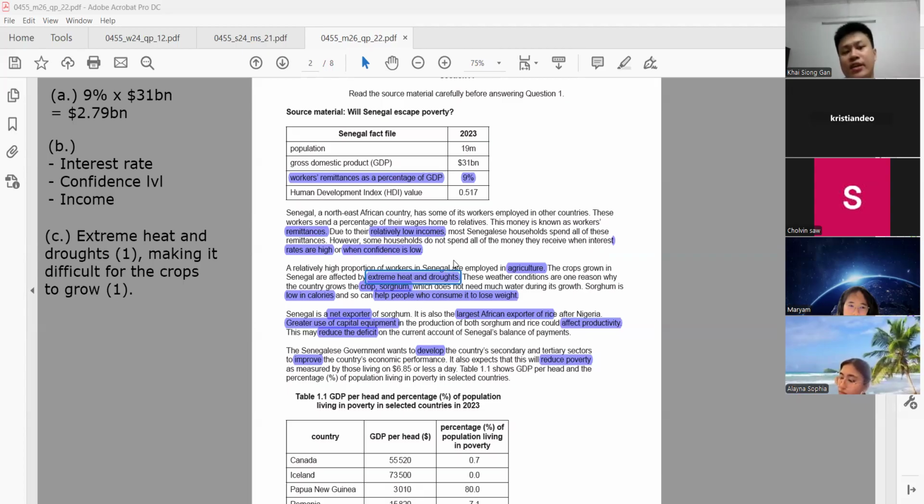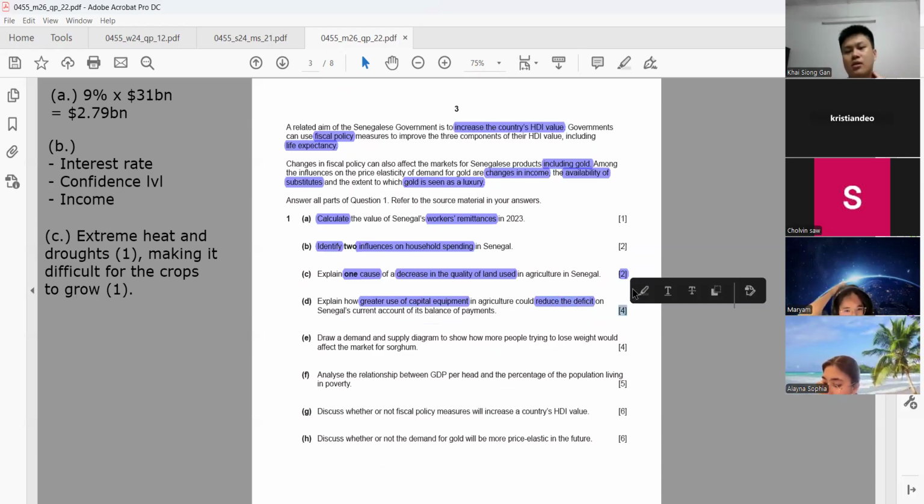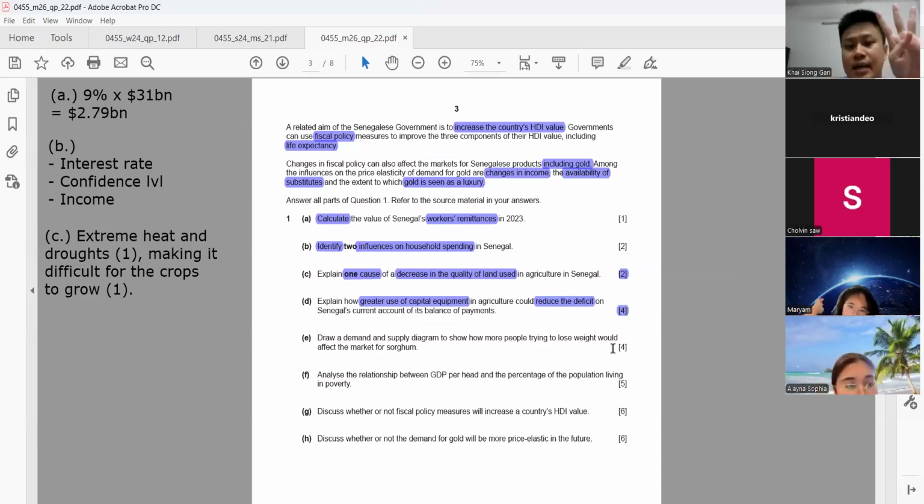Okay, make it difficult for crops to grow. Okay, done. Move on. Question: explain how greater use of capital equipment in agriculture could reduce the deficit on the current account. This one is a bit challenging already. 4 marks. Okay, 4 marks, what do I want?